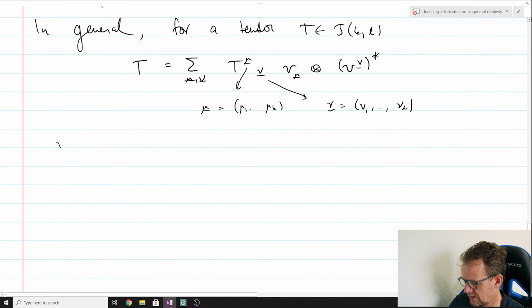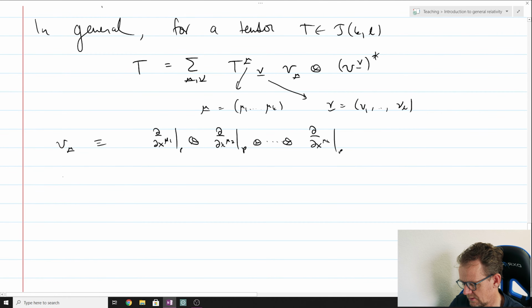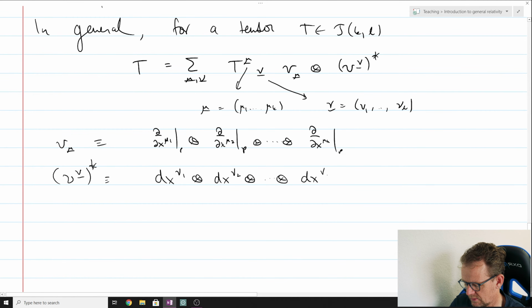So if we choose, and v mu is a basis, which basis is it? Well, it's, very tediously, d/dx mu1 at p tensor d/dx mu2 at p, dot dot dot, d/dx mu k at p, and then v nu dual basis has got to be dx nu1 at p, dx nu2 at p, and you can drop the at p because it's understood from now on.